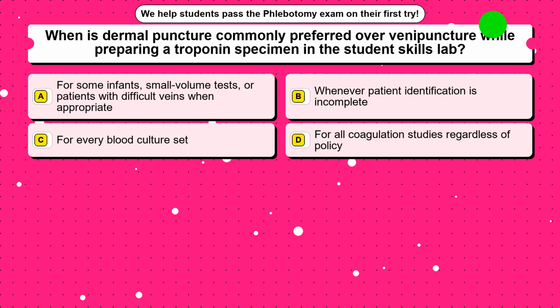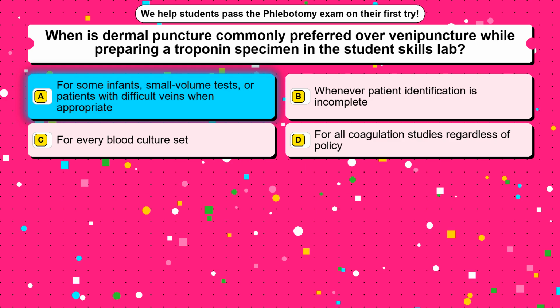Question 73. When is dermal puncture commonly preferred over venipuncture while preparing a troponin specimen in the student skills lab? Option A. For some infants, small volume tests, or patients with difficult veins when appropriate. Option B. Whenever patient identification is incomplete. Option C. For every blood culture set. Option D. For all coagulation studies regardless of policy.